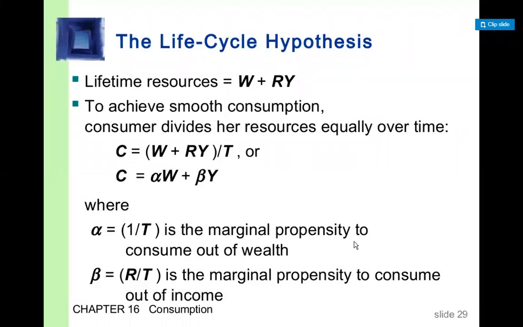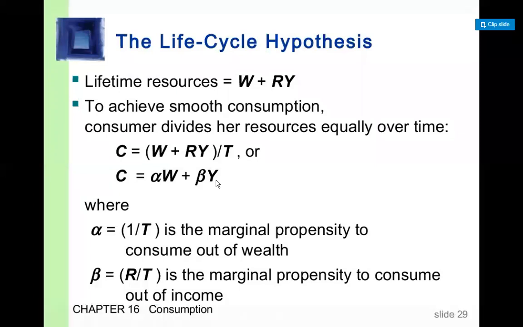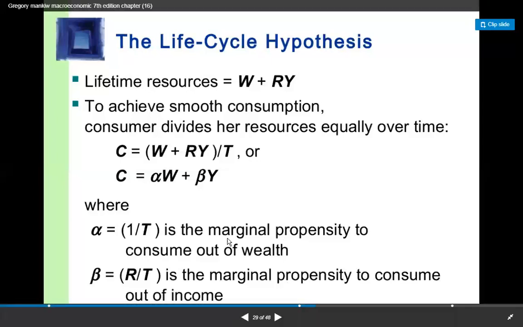Okay. So the channel is same. When you multiply alpha with W, beta with Y, the same answer. No problem is over here. You can do with both methods. Consumption level is same. Smooth consumption easily you can calculate.